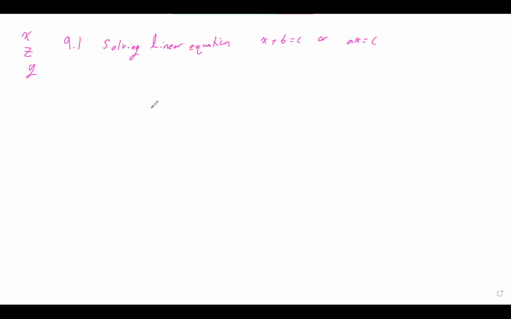So if you are adding, the opposite of that is subtracting. And vice versa, if I'm subtracting, the opposite of that is to add. If I'm multiplying, the opposite is to divide. And if I'm dividing, then I would be multiplying. Right? So that's pretty much the main thing.